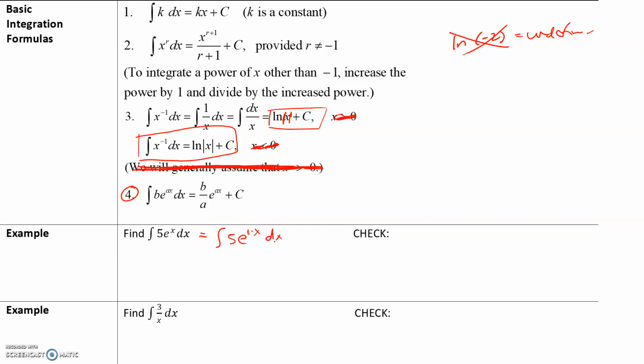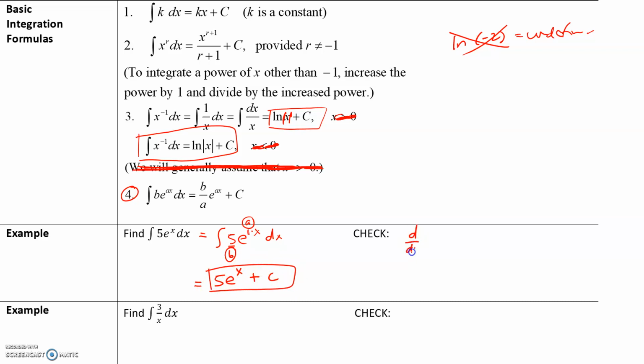Now, why did I do that? Because I need an a value. And if there's no a value, it's assumed to be 1. So my b is 5, and my a is 1. So according to the formula, the antiderivative of this is going to be b over a, which is 5 over 1, or just 5, times e to the ax, so that's e to the 1 times x, which is e to the x, plus c.